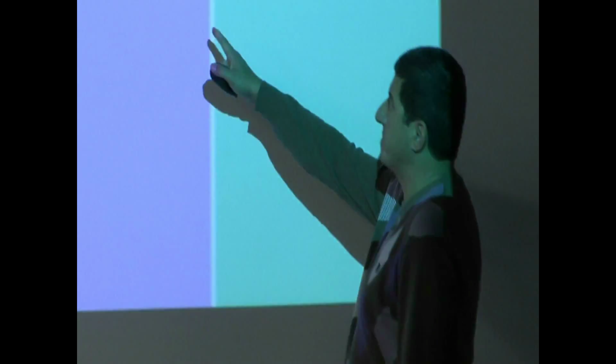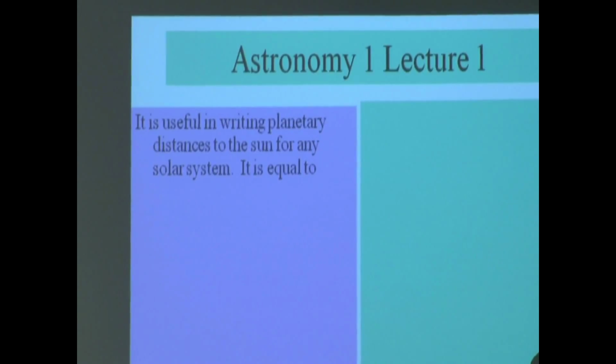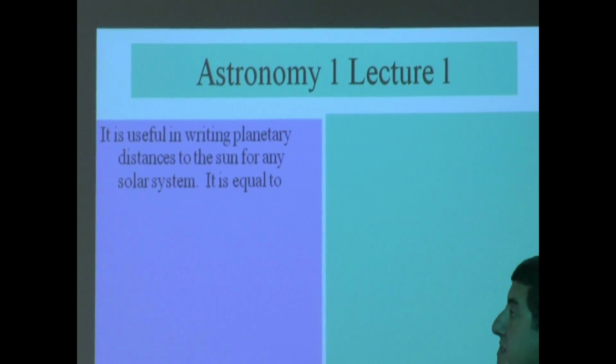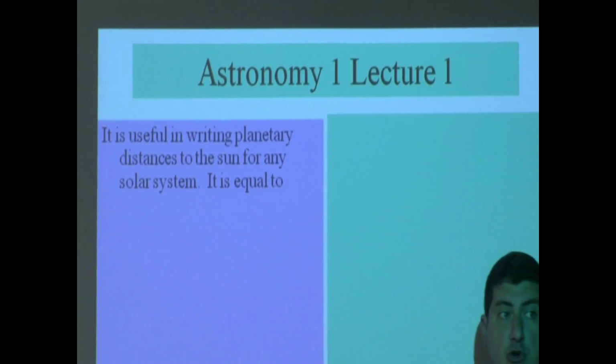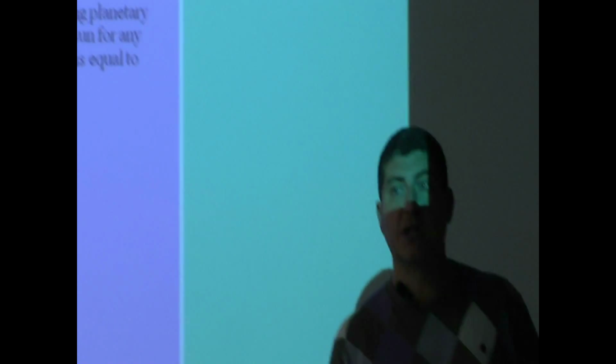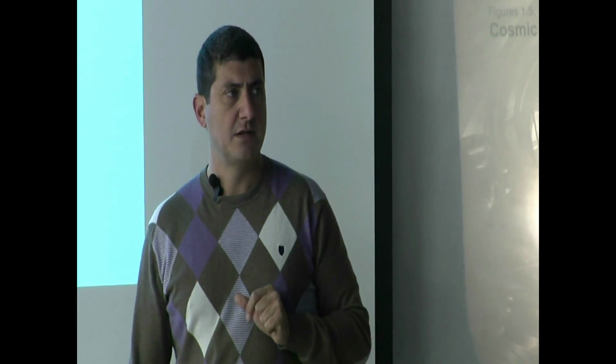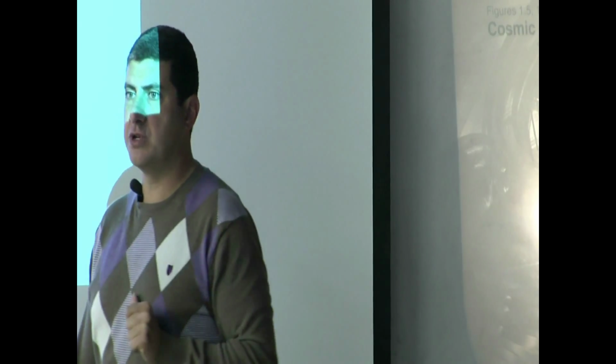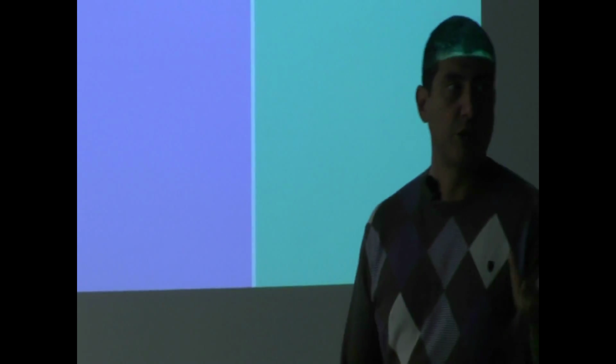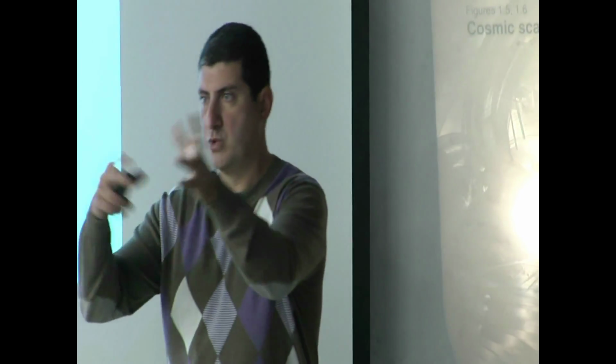So what's the main usefulness of AU? It is useful in writing planetary distances to the sun, not only for our solar system, but for other solar systems. That's their main use. Whenever we discover a planet, one of the first things we want to find out is the distance of that planet from its star. Then we do the calculations, and we state the distance in miles, kilometers, and also in AUs.